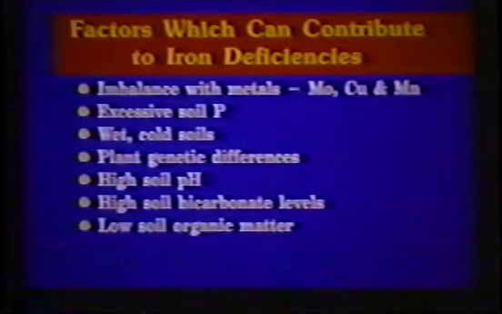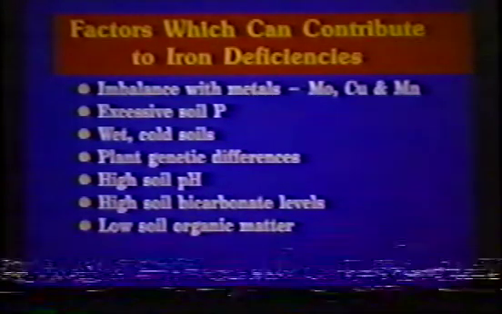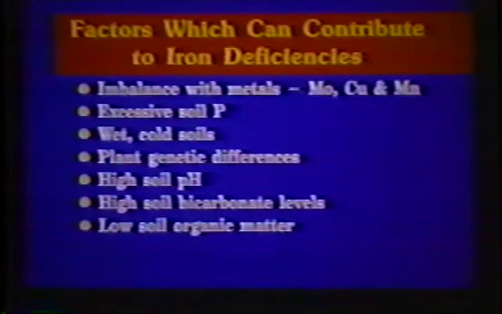Iron deficiency. Where are you going to see it? You're going to see it on high pH soils. Number one. It can occur or can be induced if we get an imbalance with other metals. Some work that was done a number of years ago, just a little ways north of here up into Wisconsin, when they put a manganese chelate on the ground, they could actually create iron deficiency. They created that metal imbalance.